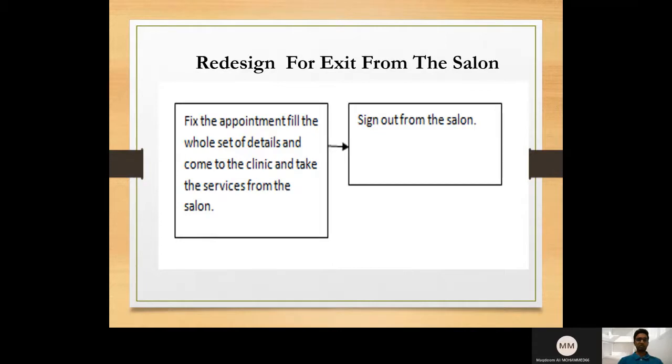Redesign for entry to the salon. Fix the appointment and fill in the whole set of details. Various activities are performed by customers on their own, so a large amount of time will be saved. The payment will be made while making the appointment. The person will come at a fixed time, take the service and exit from the clinic. This is just a representation of it.